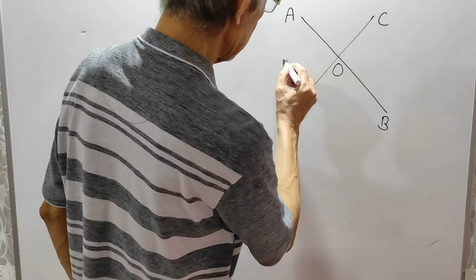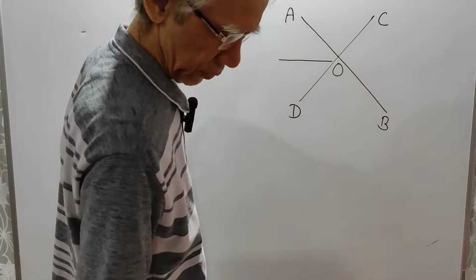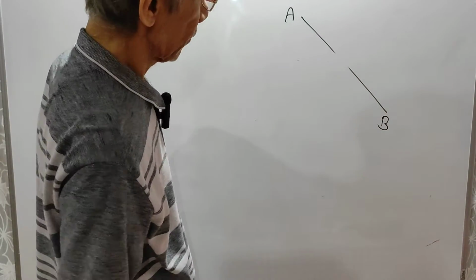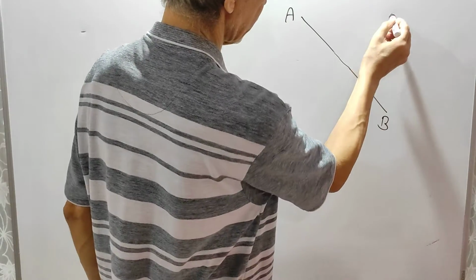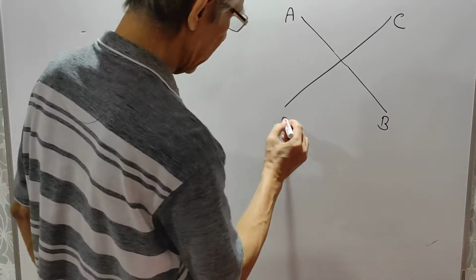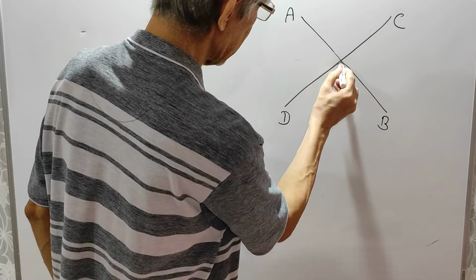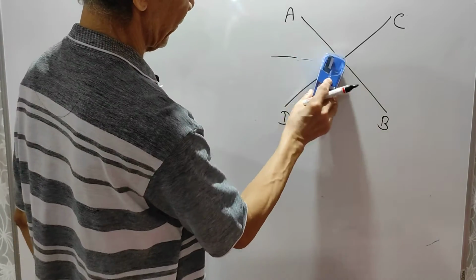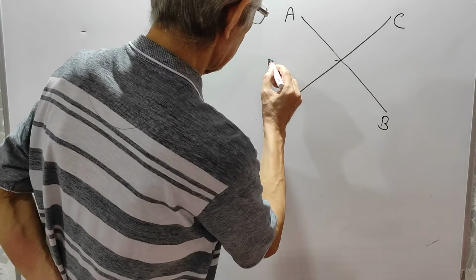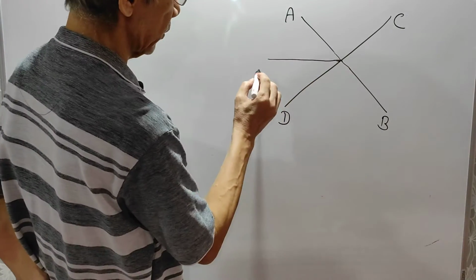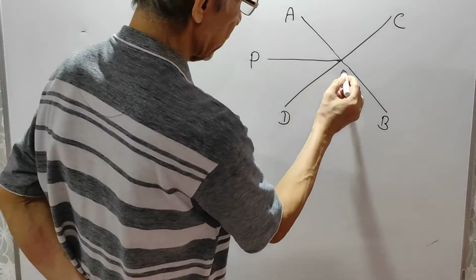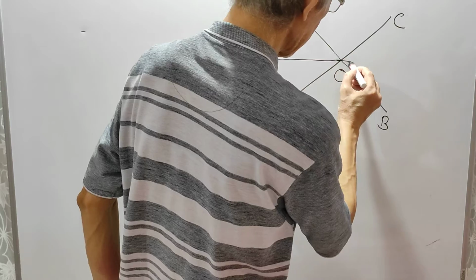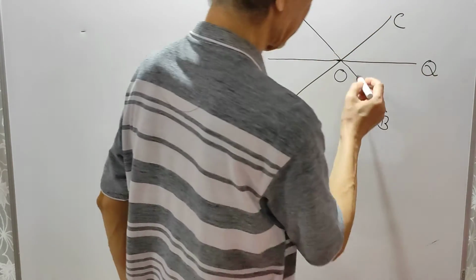Now this is the bisector of... So AB and CD are two intersecting lines. Now this is a bisector of, suppose PO. This point is O. PO is a bisector of angle AOD. Now we have to prove, when PO is extended to Q, that OQ is a bisector of angle COB.